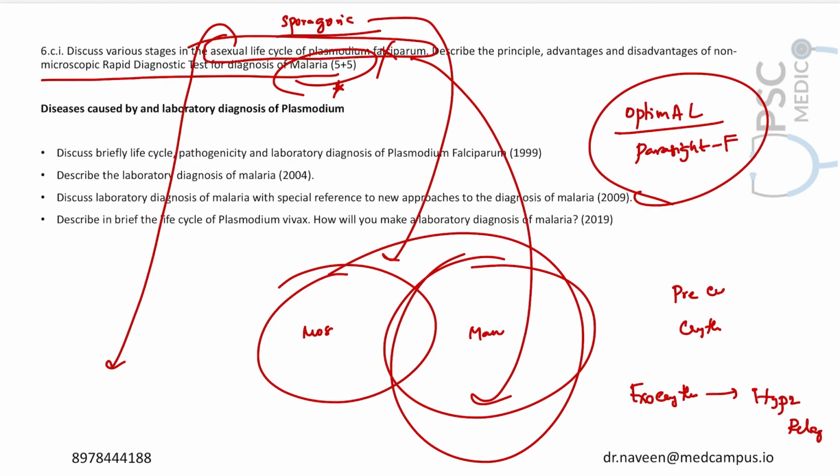And life cycle and diseases caused by, laboratory diagnosis of Plasmodium. They're asking life cycles also, so you have to be ready with life cycles of Plasmodium, any parasite. Also the Giardia life cycle is important, the Entamoeba life cycle is also important. Okay, amoebiasis.